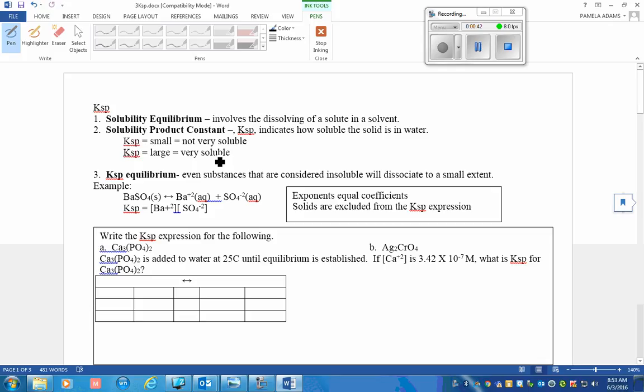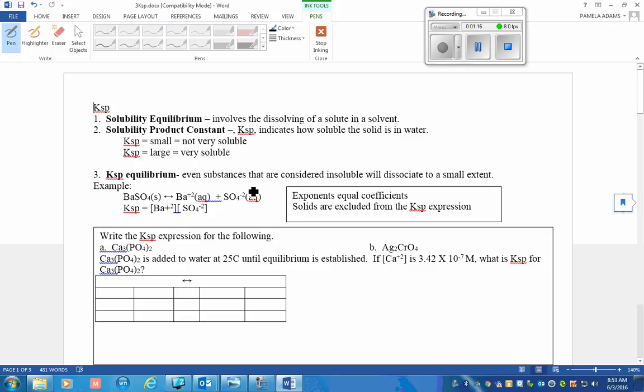Even substances that are considered insoluble, that means that you look it up on a chart and it says it's insoluble, it has an S next to it in parentheses, will dissociate to a small extent. Equilibrium just lies very far to the left. So if we look at barium sulfate, which is insoluble, and we put it into water, very few of the barium sulfate compound will dissociate into its ions.